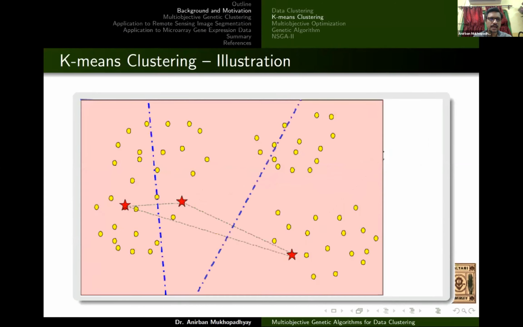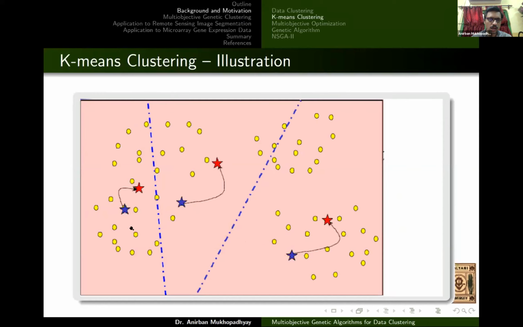Then the next step is to assign each data point to its nearest cluster center. So all these points will be assigned to this cluster center because this is the nearest. Then all these points will be assigned to this cluster center, and all these points will be assigned to this cluster center. So this is the initial clustering. Then we recompute the cluster centers: we take the mean of these points to update this cluster center, the mean of these points to update this cluster center, and the mean of these points to update the third cluster center.